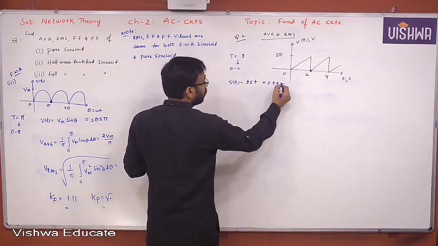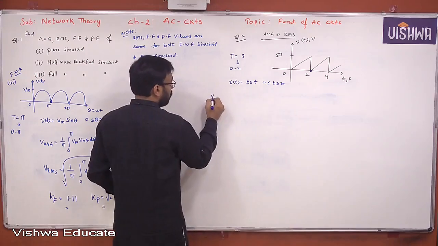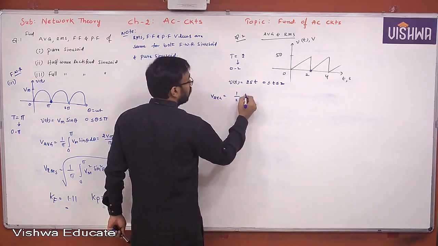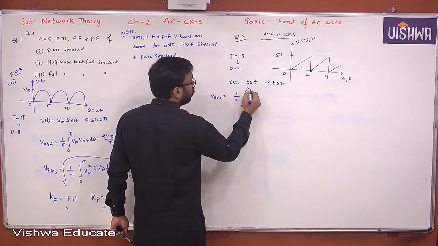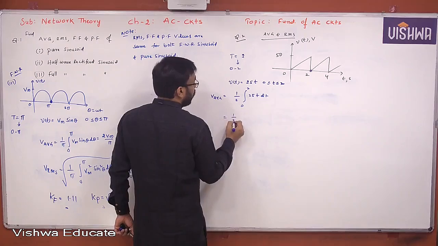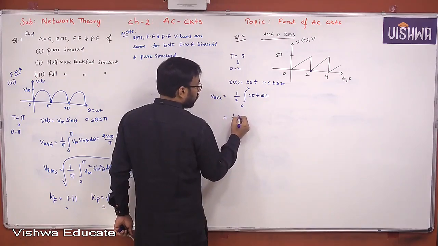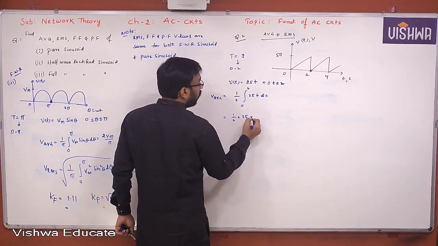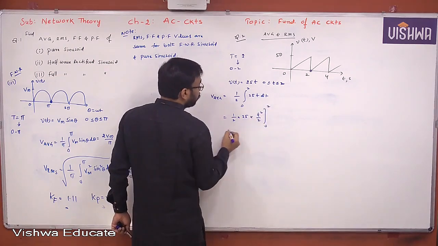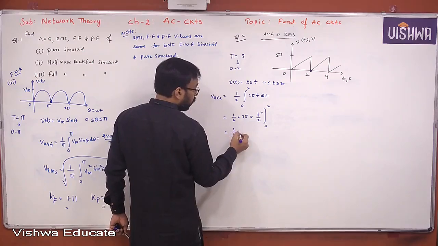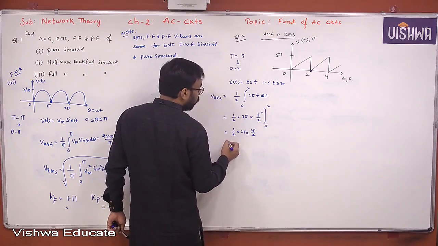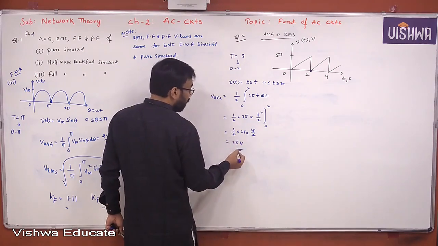Now V average is usually what? 1 by 2, integral 0 to 2, 25 t dt. So 1 by 2, 25 into t square by 2 over 0 to 2. So what do you get now? 1 by 2 into 25 into 4 by 2. So what is this value? 25 only. 25 volts is the average value.